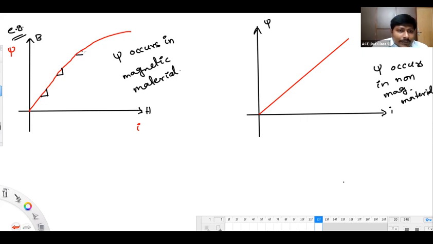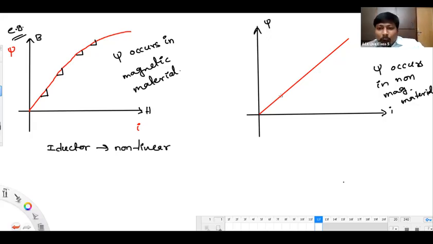So whatever the slope we have here, that is going to be called inductance. Now you tell me whether this inductance value is constant or changing with respect to current. Changing. So in this case, the inductor is going to be called a non-linear inductor. Whereas here, the slope of this line remains constant for all values of current, and in this case you can say the inductor is a linear inductor.